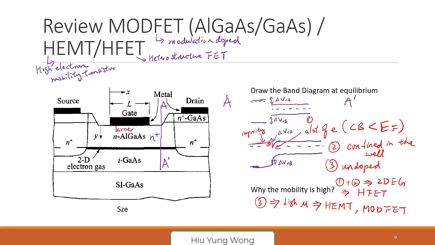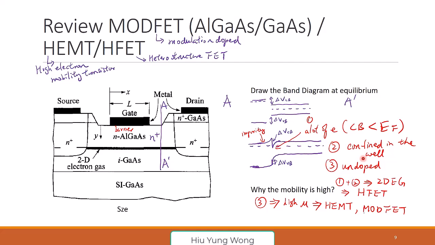But two things are very important. You need to know that I have a lot of electrons. This is no kidding, a lot. You'll see that later. Confinement in the well, that one is 2D, and high mobility. These are the three characteristics of both devices.